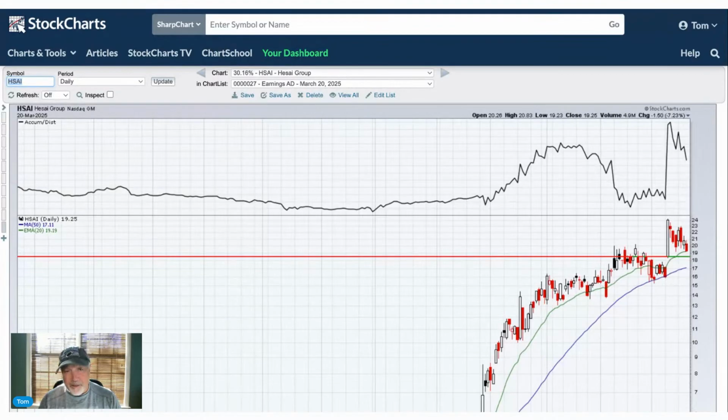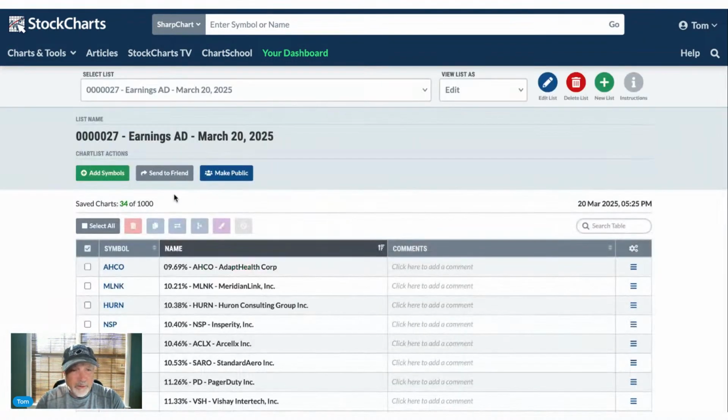So again, here, this is the earnings AD chart list. And on here right now, we have, I think, 34 charts. But these are going to be from the last quarter's earnings reports. These are going to be the 34 best reactions to earnings in terms of the movement from open to close.